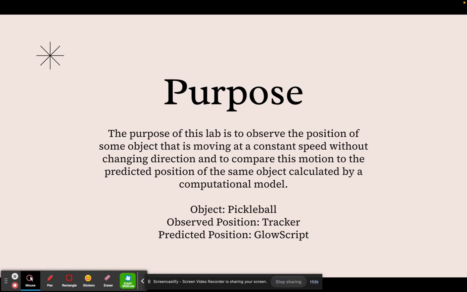The purpose of this lab is to observe the position of some object that is moving at a constant speed without changing direction and to compare this motion to the predicted position of the same object, calculated by a computational model. Here I'll be using a pickleball as my object, and I will record observed position using Tracker and predicted position using GlowScript, and this lab will help demonstrate the principles of Newton's second law.